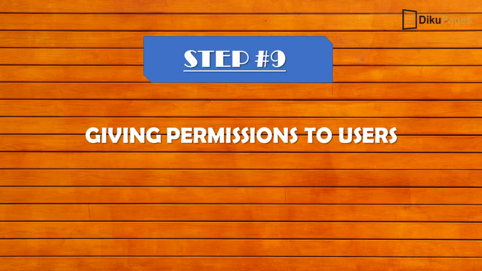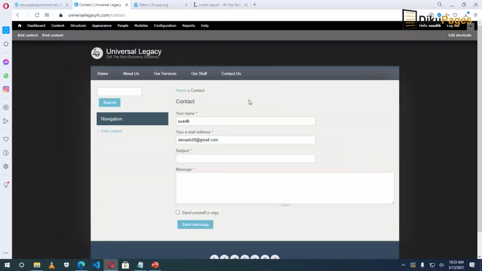Step 9, giving permissions. In Drupal, there are pages or blocks that your visitors will not be able to access if you have not given them the permission to do so. For instance, this contact form, my visitors will not be able to access it because I've not given them the permission to access it. And also the search form, they cannot access it until I give them the permission to do so. For navigation, it's just for administrative purposes. So that one, you don't even need to show it to them because they are not supposed to add content. Unless, of course, you are doing a particular website where people will have to add content to your website.